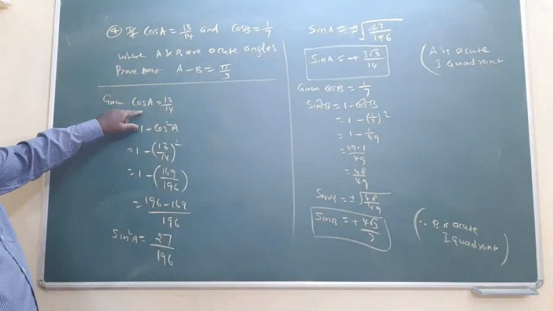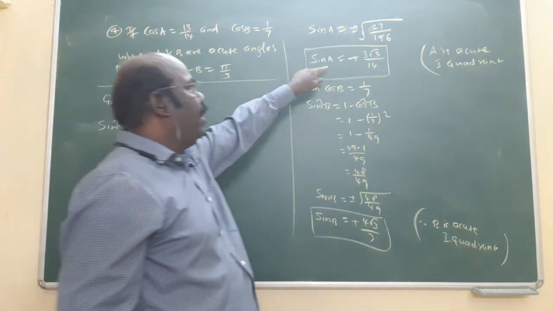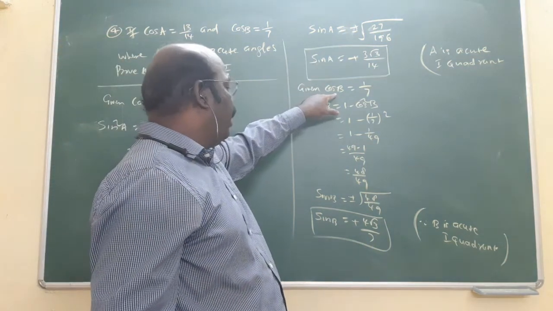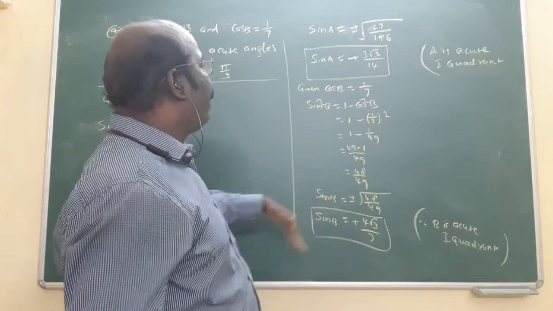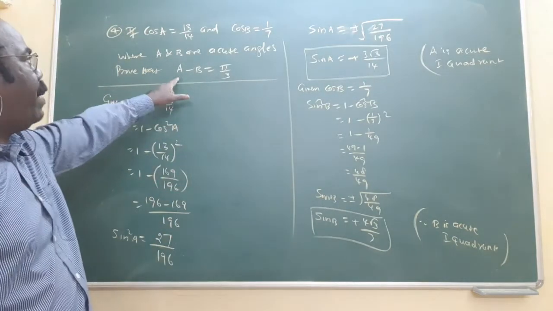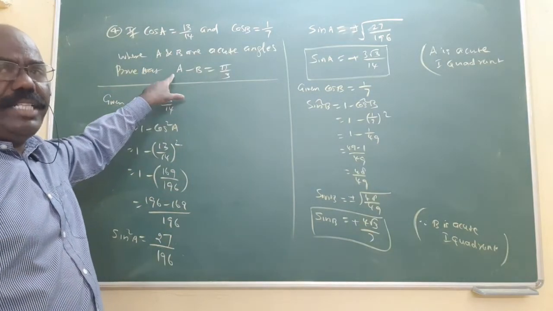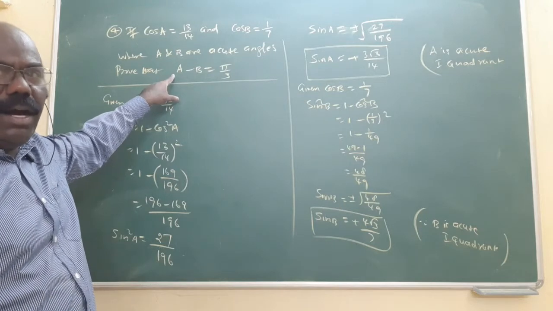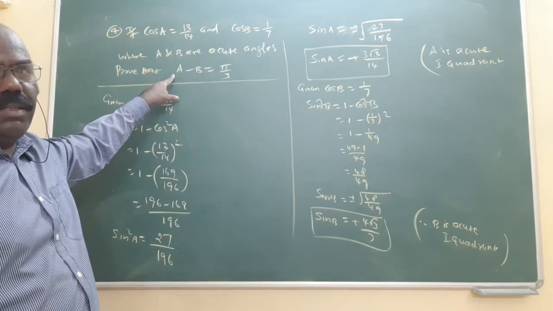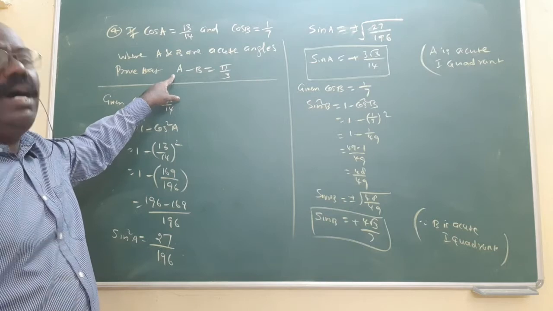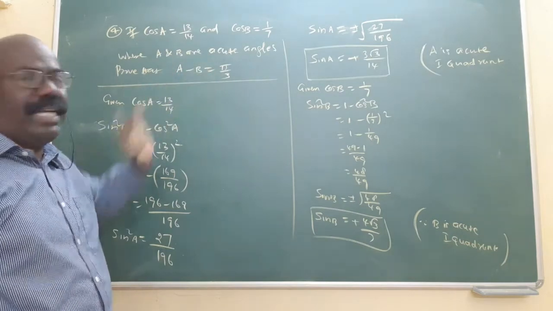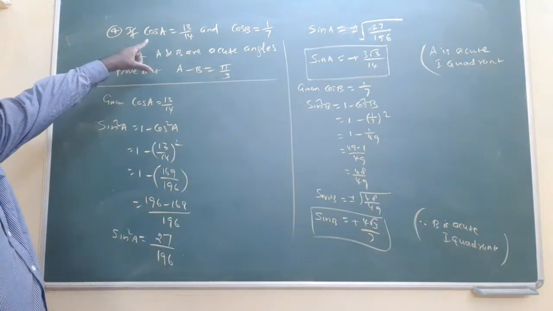From cos A, you will find sin A. Next, from cos B, you will find the value of sin B. Now write the formula for A minus B. You will use either the sin A minus B formula or the cos A minus B formula. You start with sin A minus B or cos A minus B, and automatically we get the answer. Is it clear?